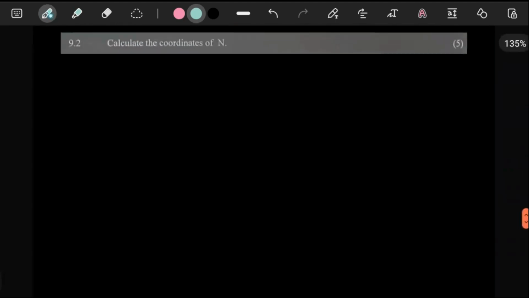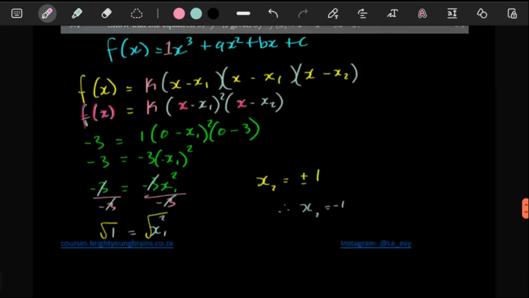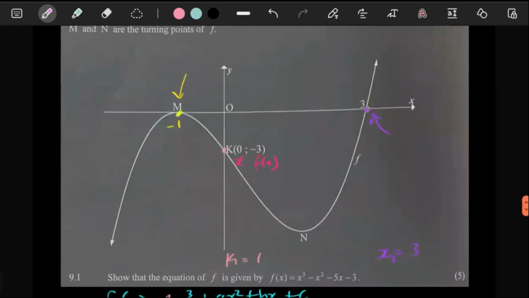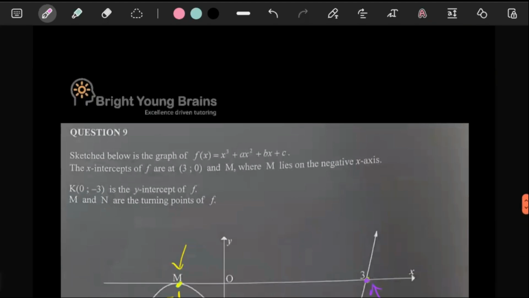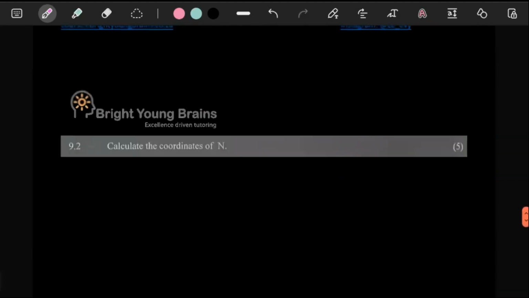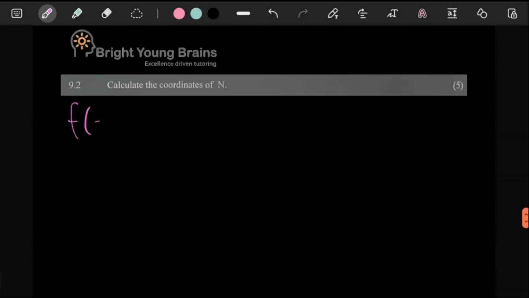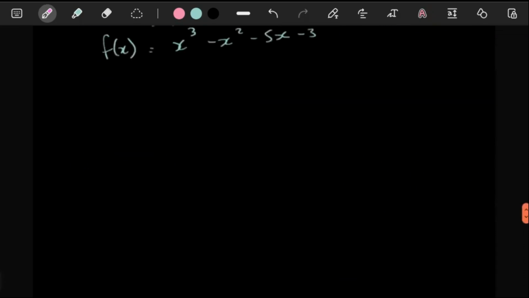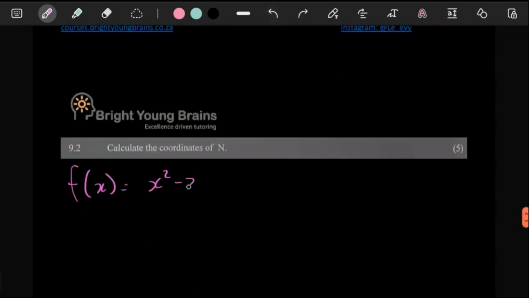5 marks here. It says, calculate the coordinates of n. Where is n? N is clearly the turning point. Did they tell us? Yep. N is the turning point. So if we're going to get the turning point of our equation of f of x, is okay. Hey, I miswrote this thing here. Minus 5x minus 3.